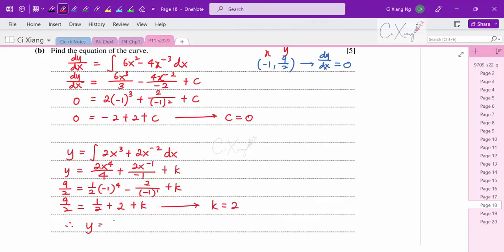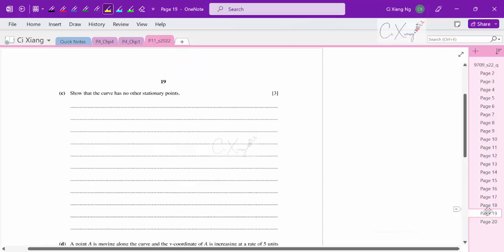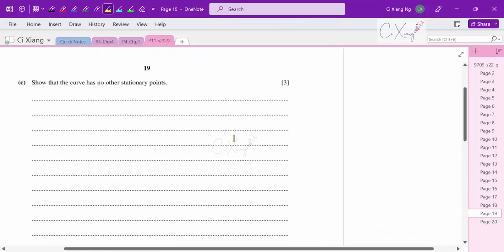The equation of the curve should be half x power 4 plus 2x. Right, so basically for this question, we have to apply integration twice. Then only we can get the equation for the y. Okay, then we can proceed to the next part, part number C.